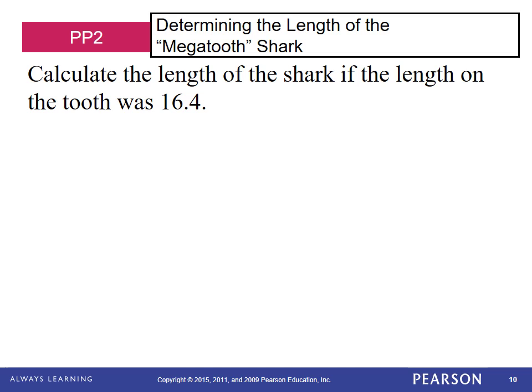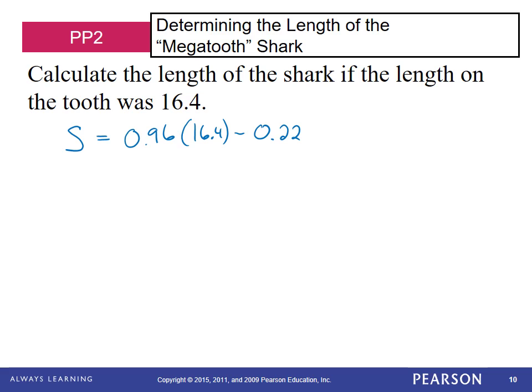Let's see. What should we say? So according to the formula, the length of the shark, I'll just put S for shark. You can put L if you like, but it's going to be 0.96. I'll plug it in 16.4 minus 0.22. I want to use a little calculator for this one. So multiply and then subtract.